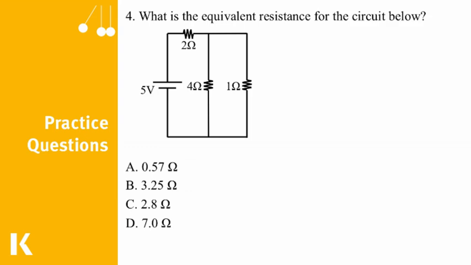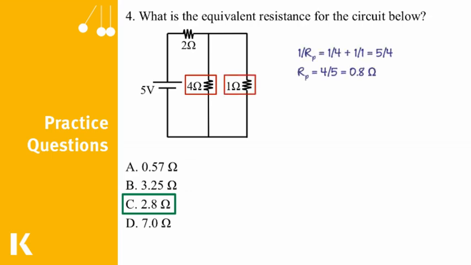And now for a final question. This one asks you to calculate equivalent resistance for a given circuit. The answer should be C. The most straightforward way to solve this problem is by first calculating the equivalent resistance of the resistors in parallel. Then we can take that equivalent resistance and treat it as though it is a single resistor, arranged in series with the remaining 2 ohm resistor. Calculating for equivalent resistance gives us 2.8 ohms, which matches C.